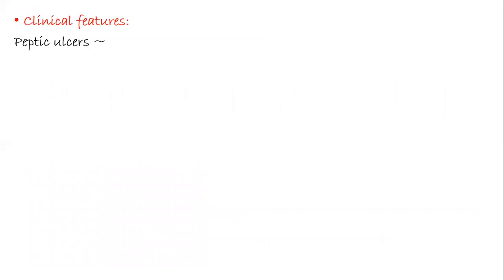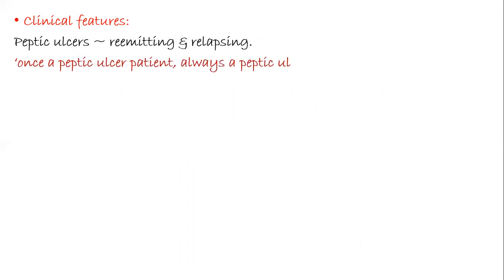Now we'll see the clinical features. Peptic ulcers are remitting and relapsing. Once it clears, it is not completely cured. The person might again suffer from peptic ulcer in the future. So it is said that once a peptic ulcer patient, always a peptic ulcer patient.